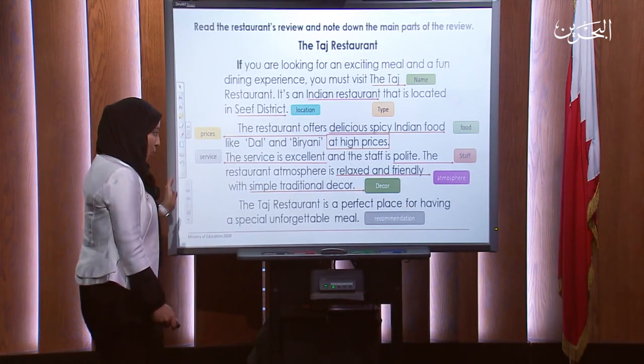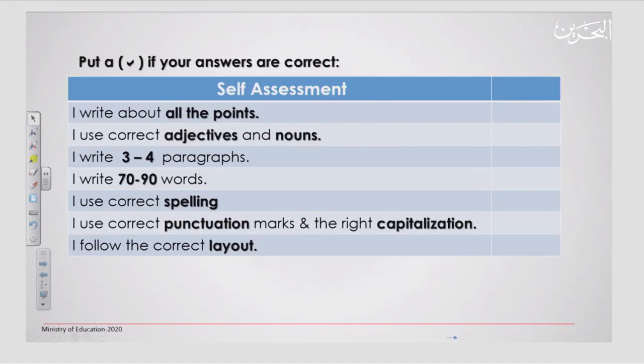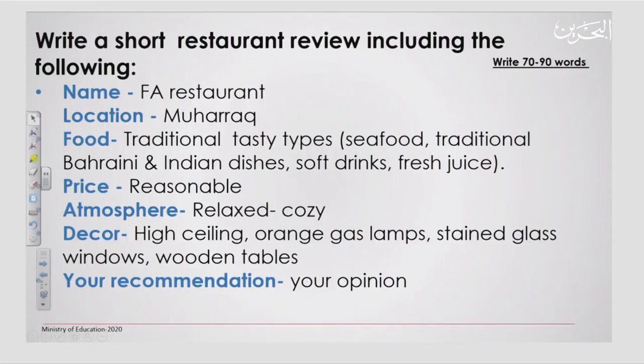Now, before we actually move on, taking in mind these points, self-assessment. Now we'll start writing a review. I believe we tackled everything. You know the points, you know the paragraphs, 3 paragraphs, the introduction, the body, and the conclusion, and what should be tackled. But before we start, make sure you have the checklist in front of you, the main points, the spelling, the punctuation. Now, I'm expecting you to write a short restaurant review, including the following points.